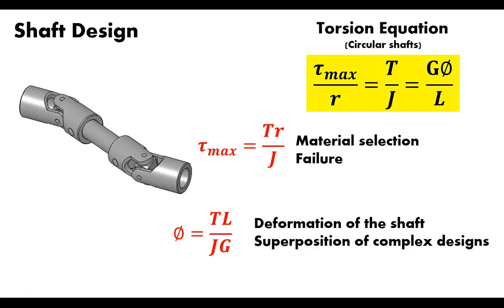I gave you two different understandings of each one of these. You can use them for material selection to understand the failure mode of the material, to understand the deformation of the shaft, and also to look at how superposition of complex shaft designs can be applied to both of these. In this video, I'm going to get you a little more detail on both of those explanations.